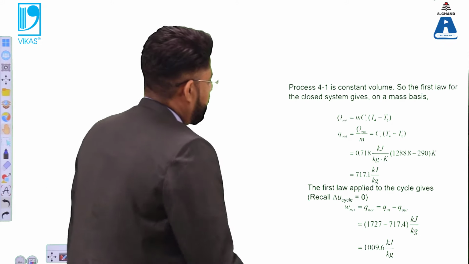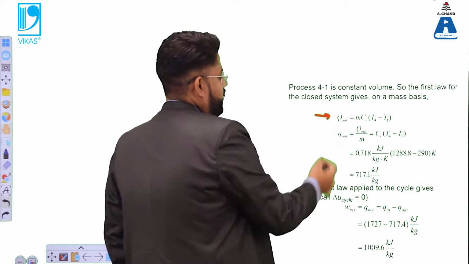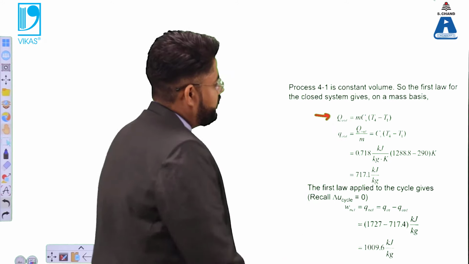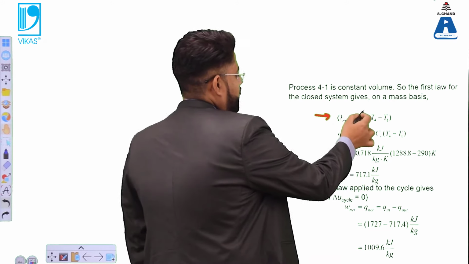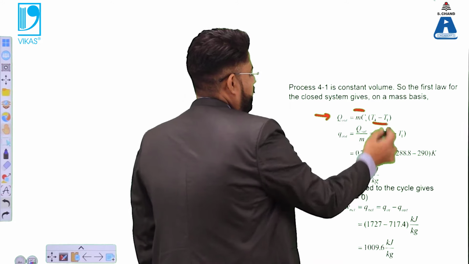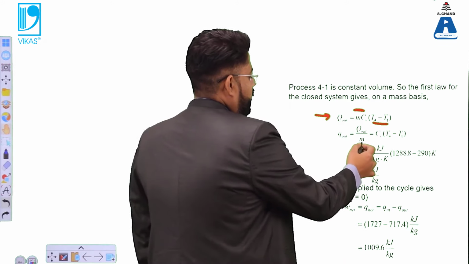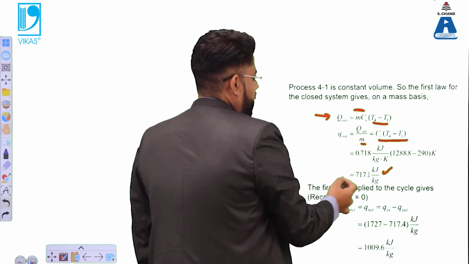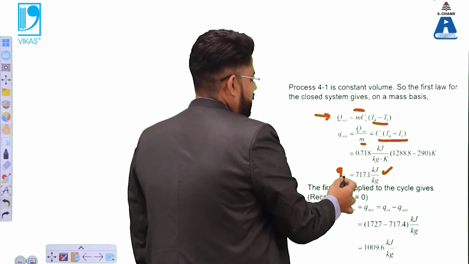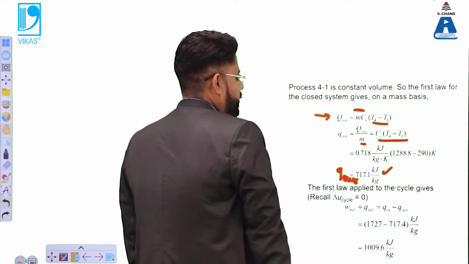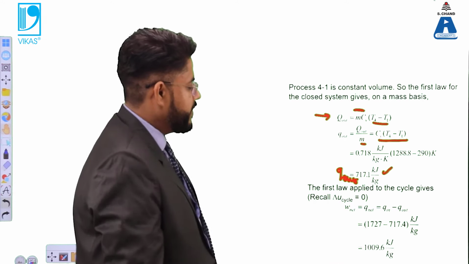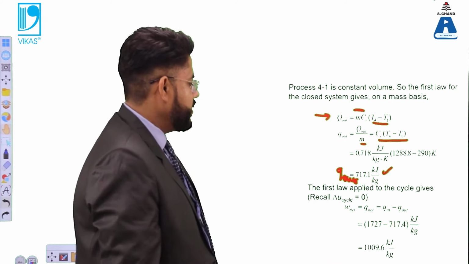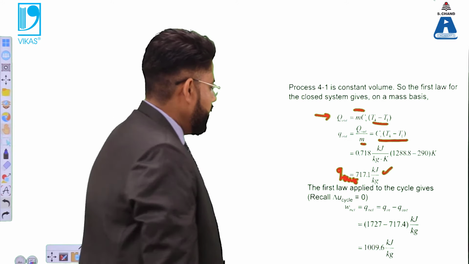Now we are only left with Q out in order to find out the efficiency part. So we can use that same expression, which is mCV minus T1, which is Q out by mass, and then finding out these values, so that this heat output, which is specific per kg, can be determined.